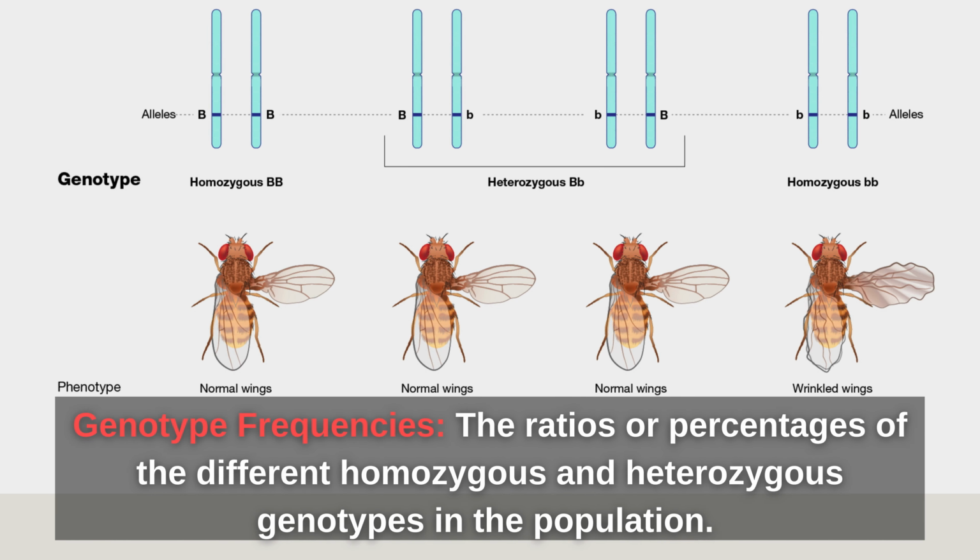By contrast, genotype frequencies are the ratios or percentages of the different homozygous and heterozygous genotypes in the population. Because we carry 2 alleles per genotype, the total count of alleles in a population will usually be exactly double the total count of genotypes in that same population.